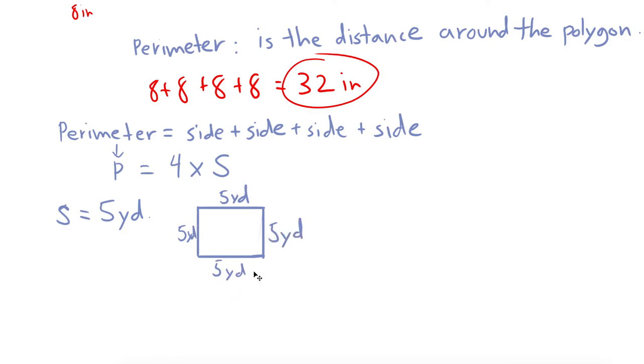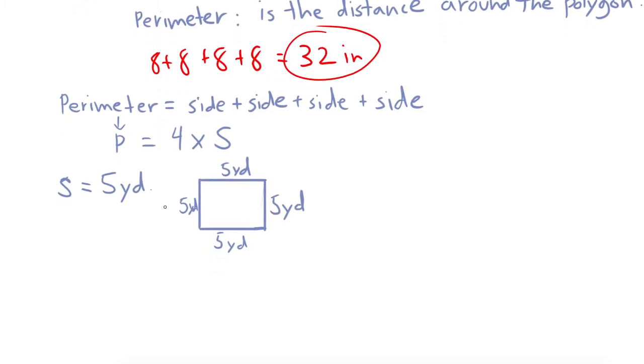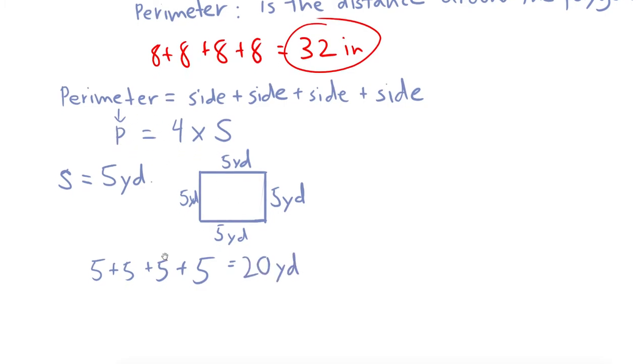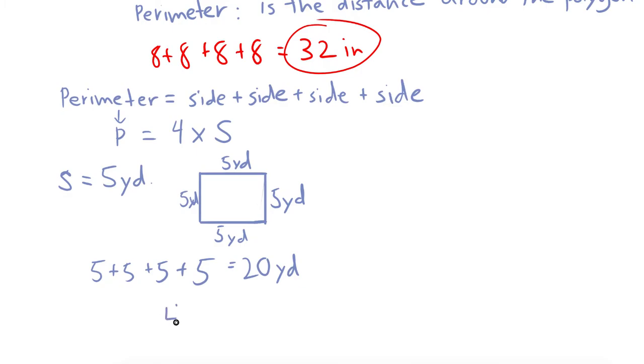Okay, and all I need to do is just add 5 plus 5 plus 5 plus 5, add all this up, and I'll get 20 yards. Or I can use this formula here, 4 times S. So just 4 times S, and S equals 5, which will give me 20. So I can use either method, okay? So pretty easy, right? Let's go over another example.